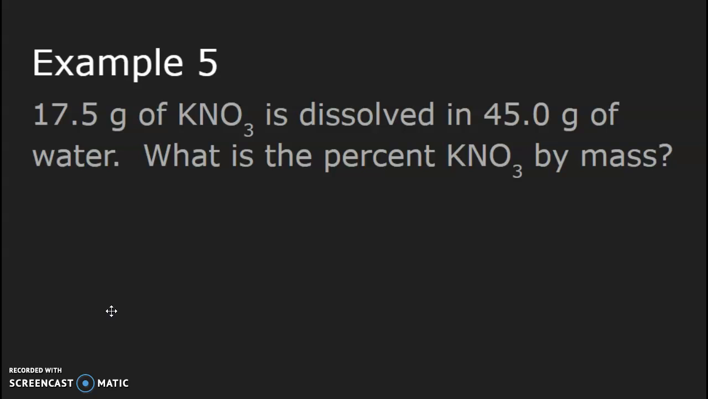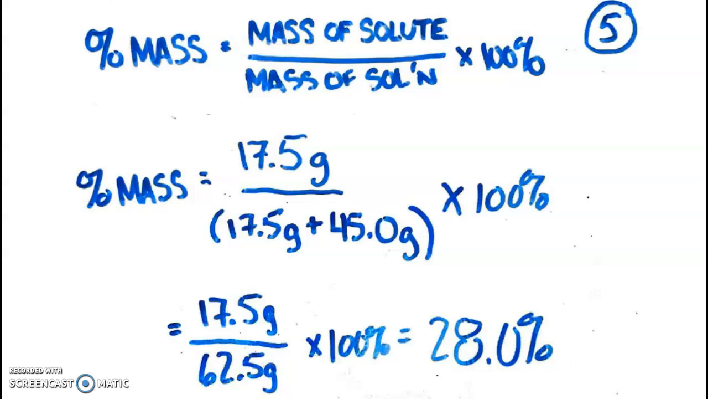Because the mass doesn't go away just because we dissolve it in the water. We have to use the combined mass. Other than that, it's really a straightforward percent problem. It looks like this. We're going to use the same formula off of table T like we had before. This time, the mass of solute is 17.5 grams. That's the mass of potassium nitrate that's given to you in the problem, divided by the total mass of the solution. That's 17.5 grams for the potassium nitrate and 45.0 grams for the mass of water, multiplied by 100%.